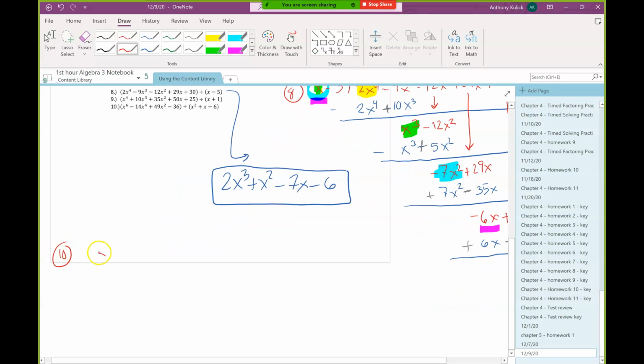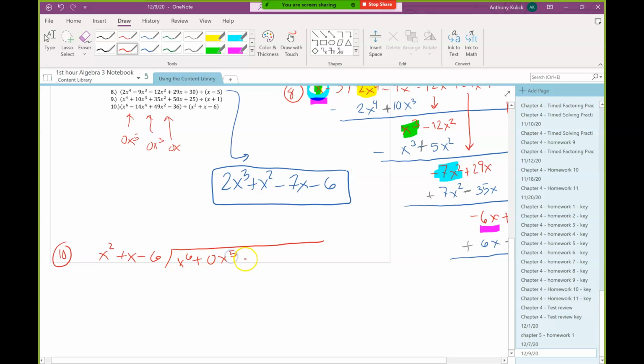So again, the initial setup is exactly the same. But here we have to be a little bit more careful when we're writing in our dividend, because you notice that we go from x to the 6th to x to the 4th. So I'm going to put a 0x to the 5th there. And then here we go from x to the 4th to x squared. So I'll put a 0x to the 3rd there. And we go from x squared to the constant, so I'm going to put a 0x in there.